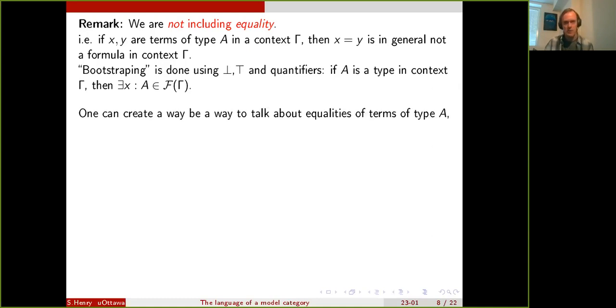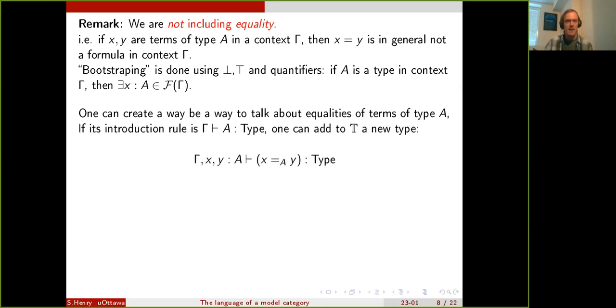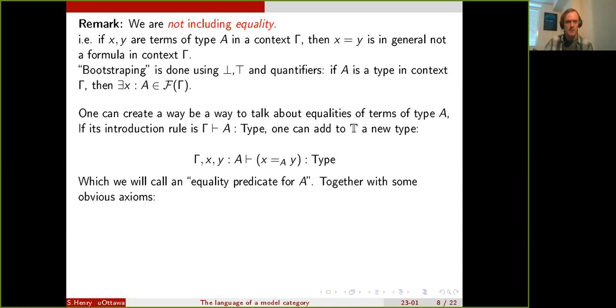So despite the fact that we do not have equality in the language, there is a way to still talk about equality for terms of a certain type. And this is done by changing the Cartmel theory T that we have fixed in the beginning. So if we have a type in this theory, which has an introduction rule of this form, some context gamma A is a type, then you can add a new type which takes two variables of type A. I'm calling this type x equal y, so I will call this type the equality predicate for A. And it comes with some simple axioms.